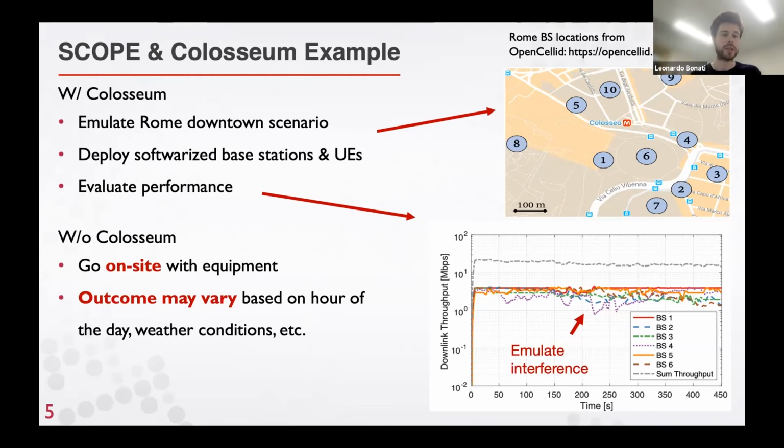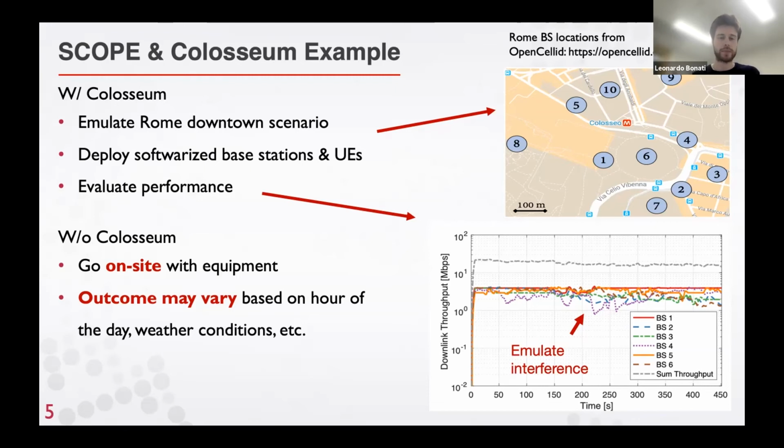Instead, if you were to do the same without Colosseum, you would need to go on site with actual radio equipment and computers and whatnot. And basically, you need to run your experiments manually. That is already challenging, but most importantly, the outcome of your experiment might really depend on the hour of the day you're running it and on the weather conditions. Maybe one day it's rainy, or another day it's sunny, or maybe you're running some experiments during the day where there are a lot of people around and a lot of traffic, while other experiments run at night might have different outcomes because maybe nobody's around and there's no traffic.